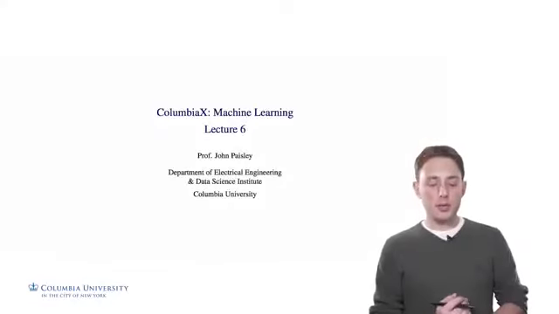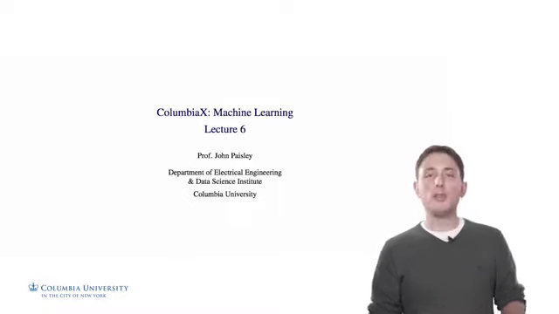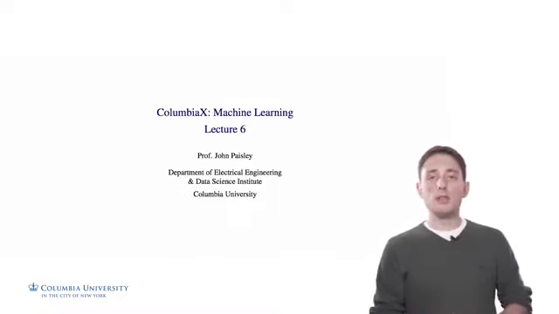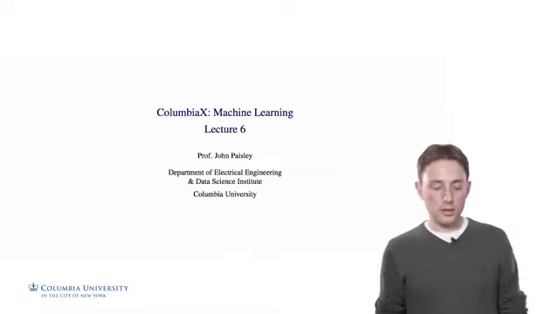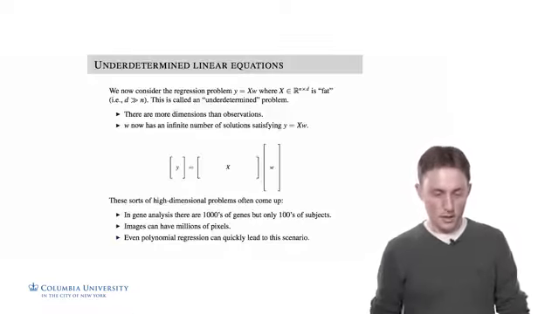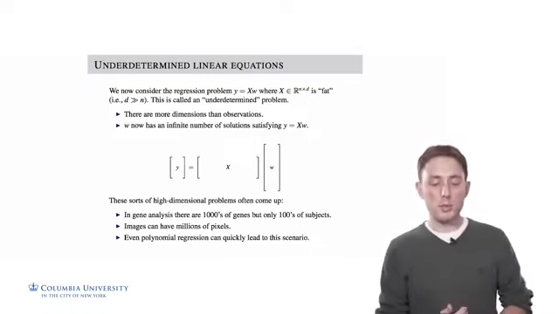Okay, in this lecture I want to continue with linear regression, but let's now leave the Bayesian world and leave least squares and ridge regression, and let's think about some more things that we can do for the linear regression problem. So primarily in this lecture I want to discuss what can be called underdetermined linear equations.